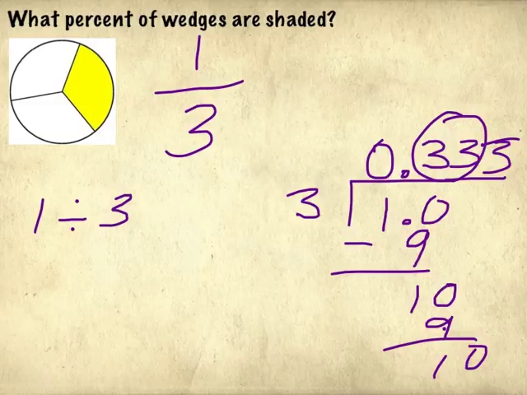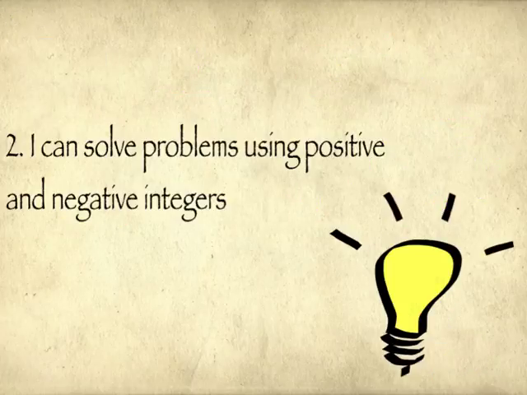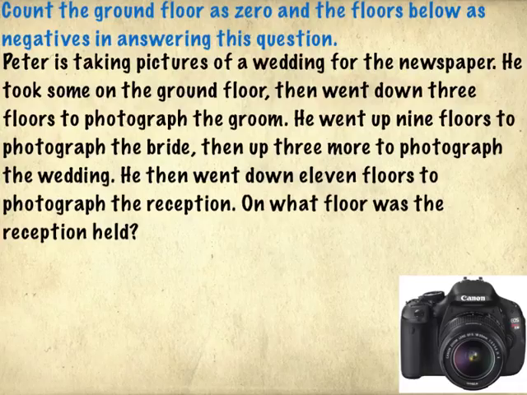So I'm going to take my 33 and I'll keep the 3 because if I look at the next number, it's under 5. So 33%. And that's really all there is to finding percents. So let's talk about how to solve problems using positive and negative integers.